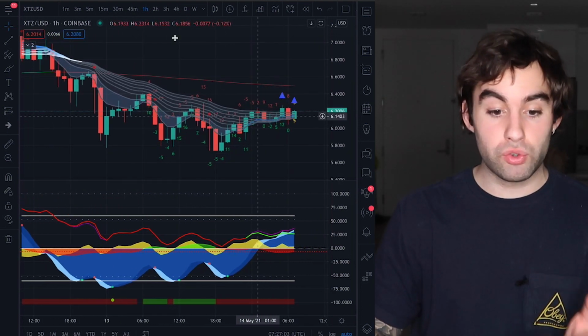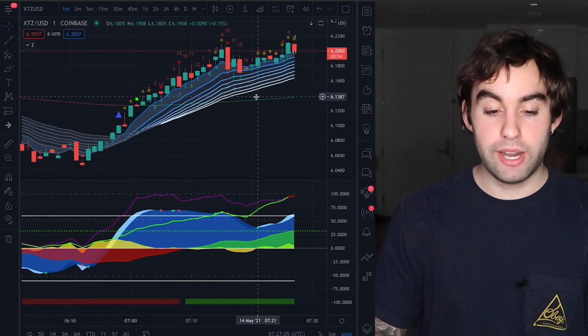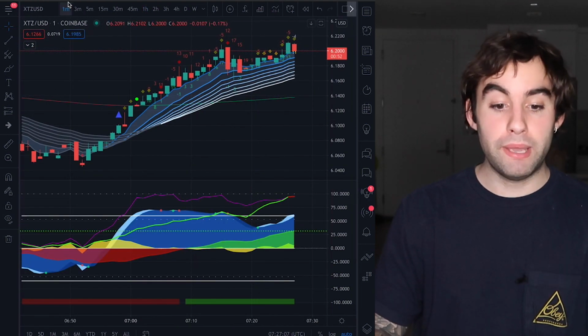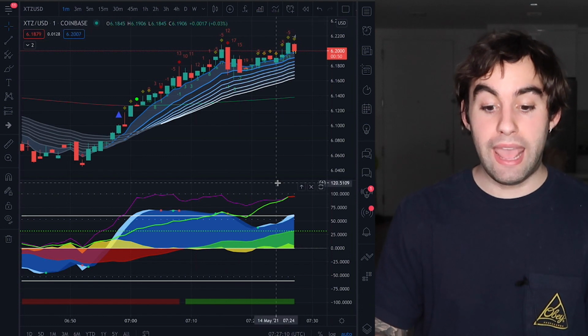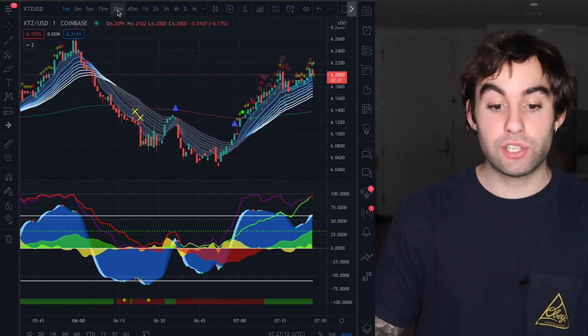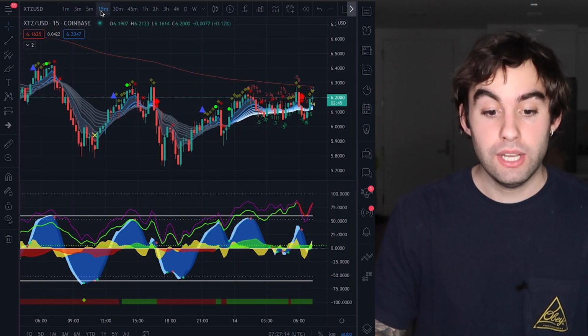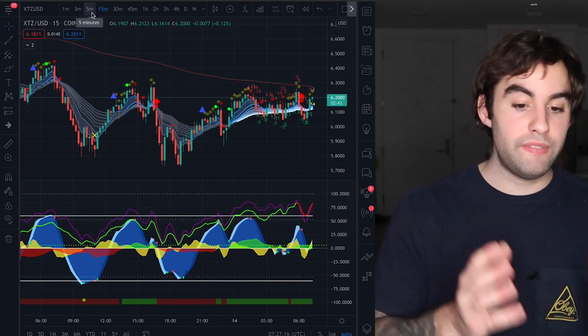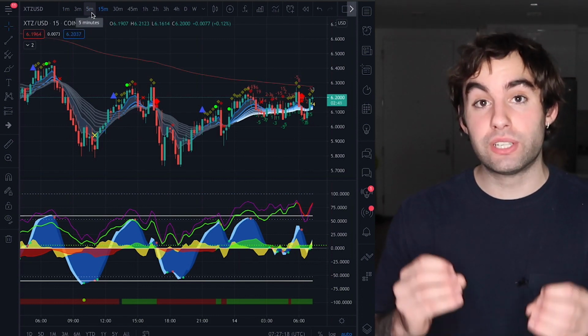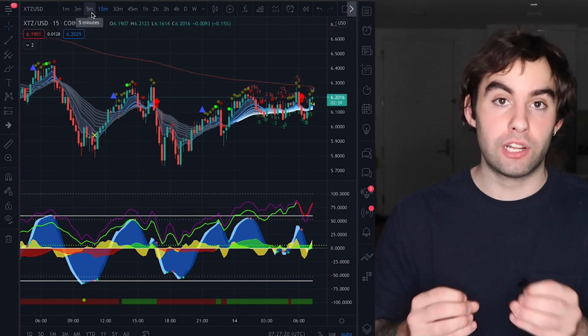And if you are scalping, you really want to take a look at every single bit of the indicators from 30 minutes all the way down to the 1 minute chart. So 30, 15, 5, 3, 1, and get a general consensus of what's going to happen. If not, you're going to lose money.